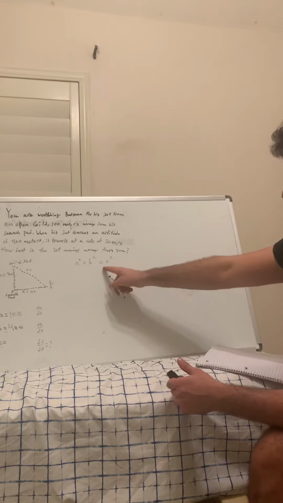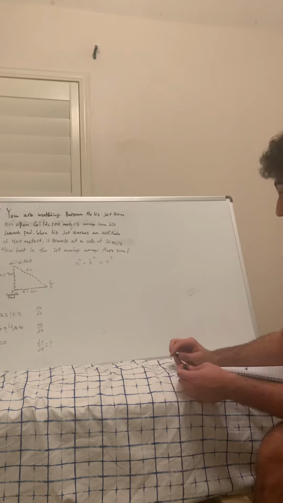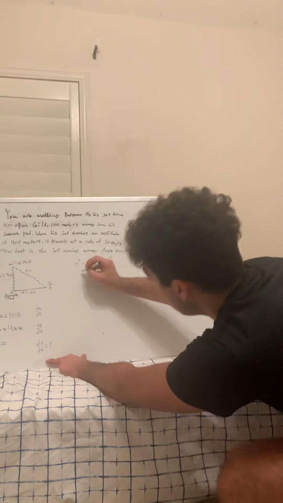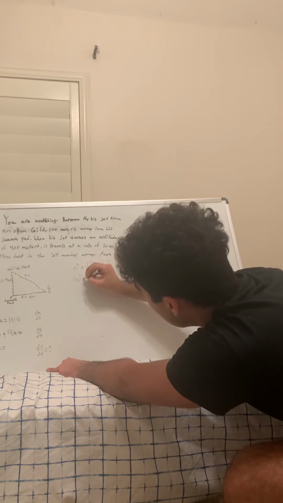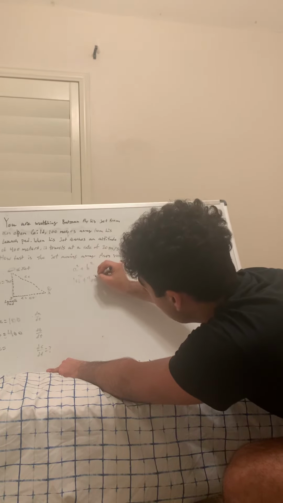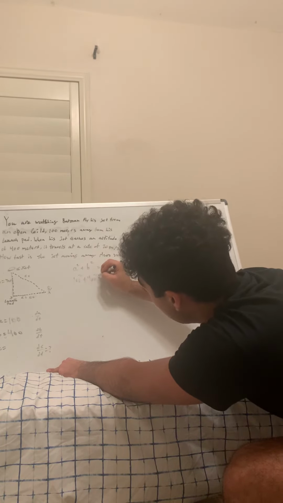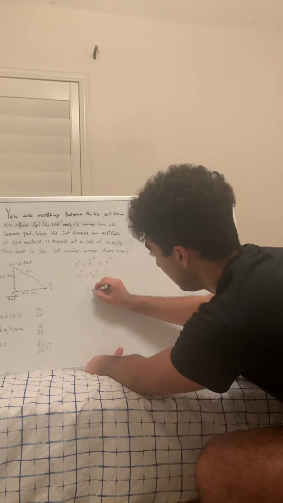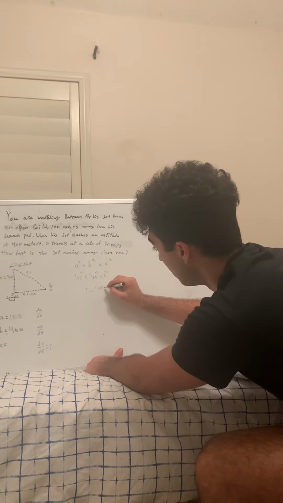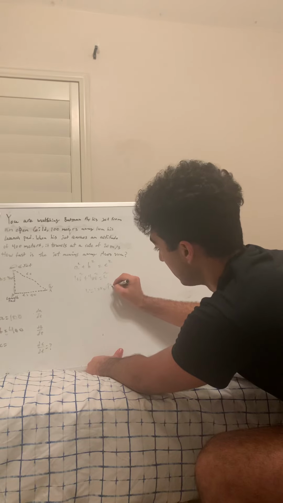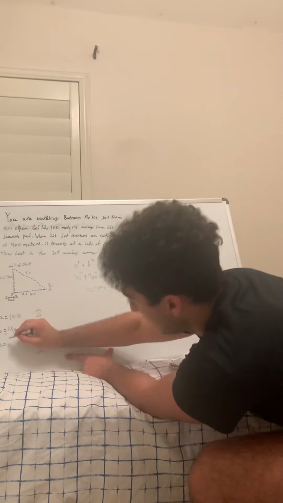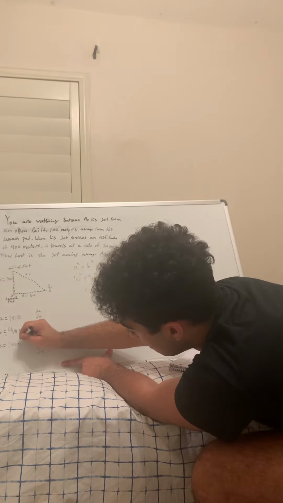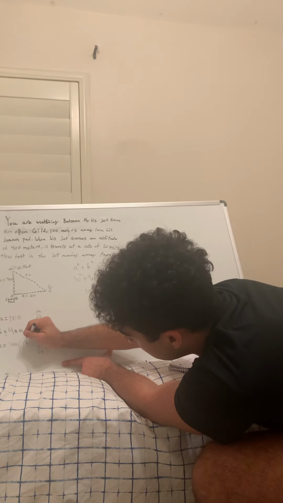So we can just plug this into our equation, a squared plus b squared equals c squared, and we get 100 squared plus 400 squared equals c squared. And when you solve all that out, you get C equals 100 times the square root of 17. So that would be your C value.